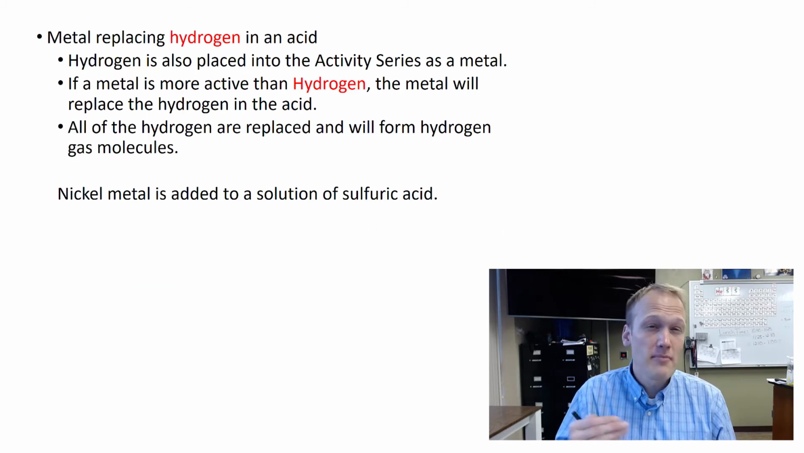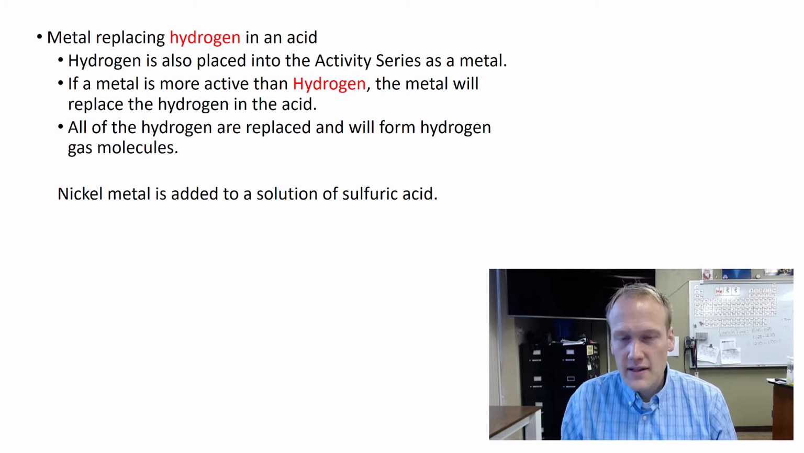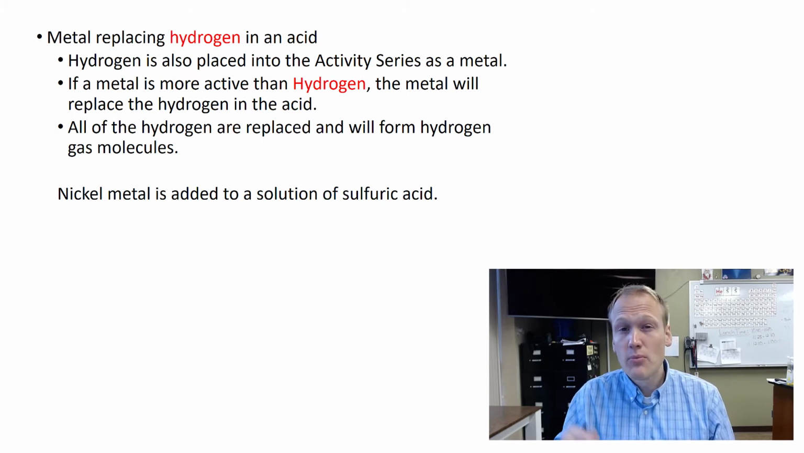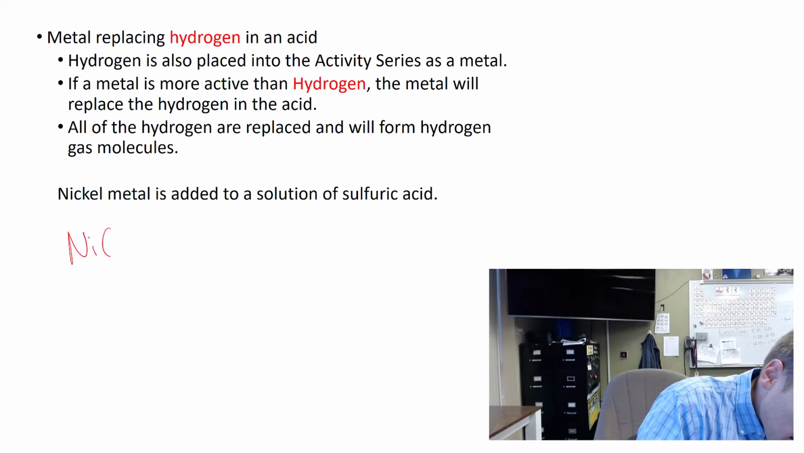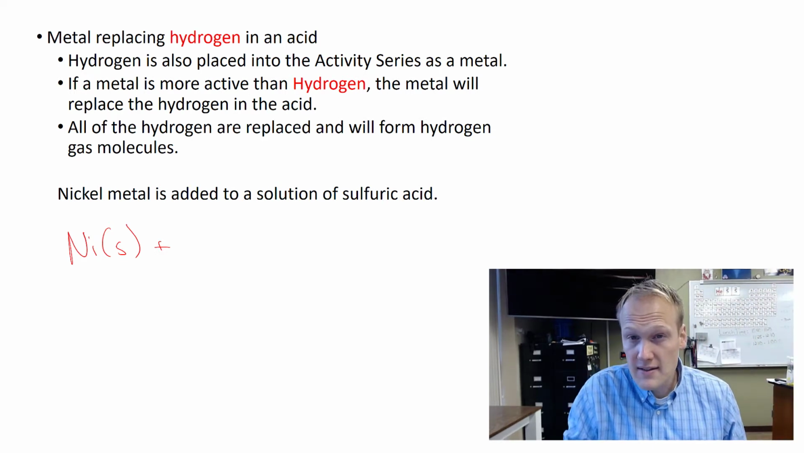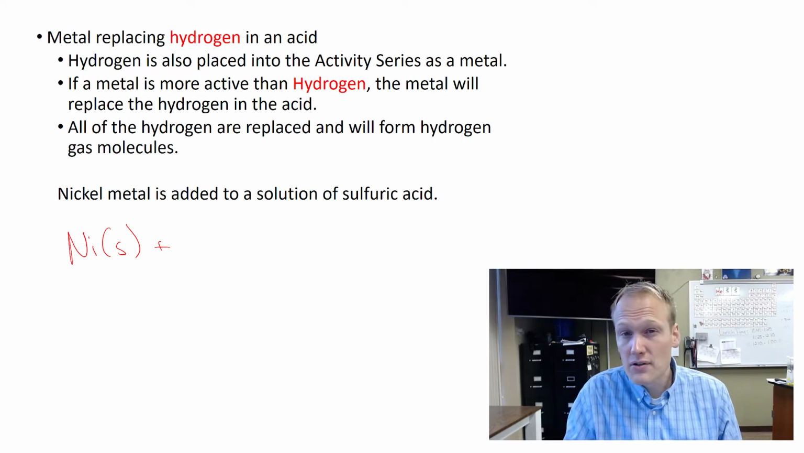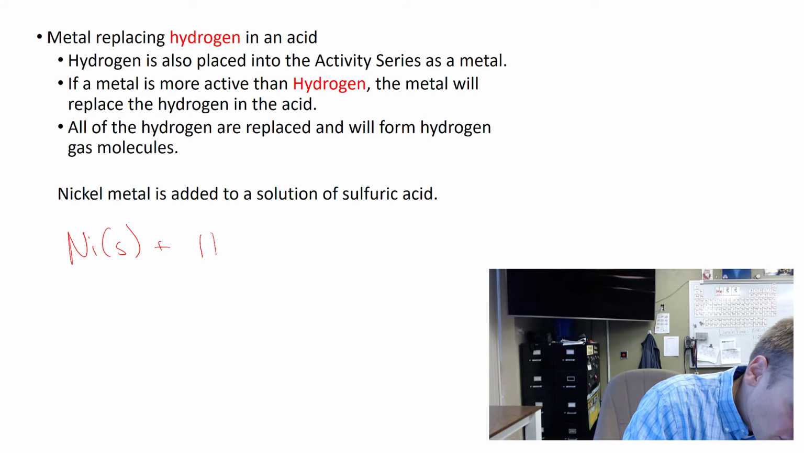The next type would be if a metal replaces hydrogen in an acid. Remember, hydrogen is always the cation within an acid. This still requires the metal to be more reactive than hydrogen. So in this case, we have nickel metal, which is a solid, plus sulfuric acid. Sulfuric acid, the anion would be sulfate, which has a -2 charge, and therefore we need 2 hydrogens. So H2SO4. And all acids are aqueous.